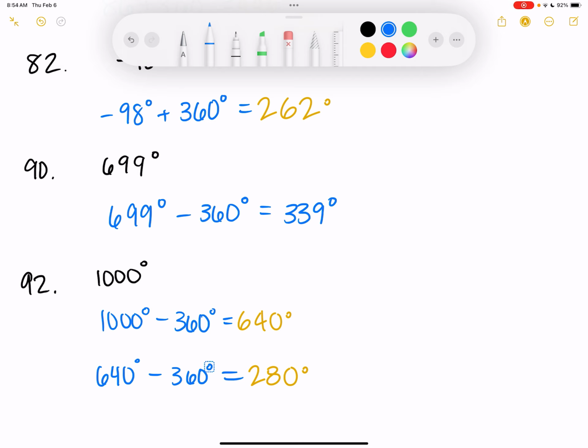Now, if I just ask you to find a coterminal angle, you could stop here. If I wanted a negative one, I could subtract 360 again, and it would give me a negative one. So just be aware of that.